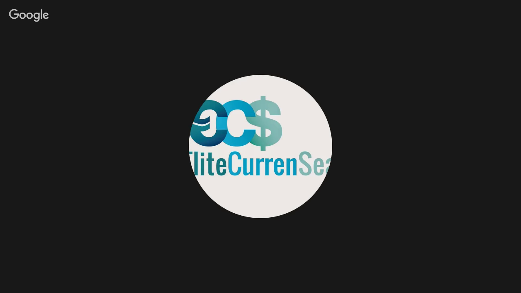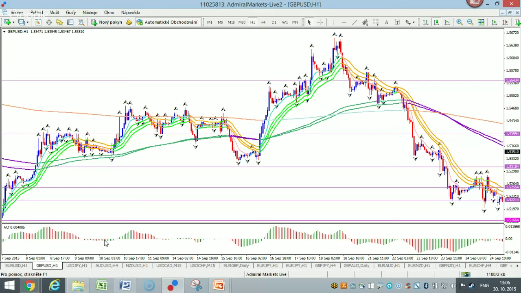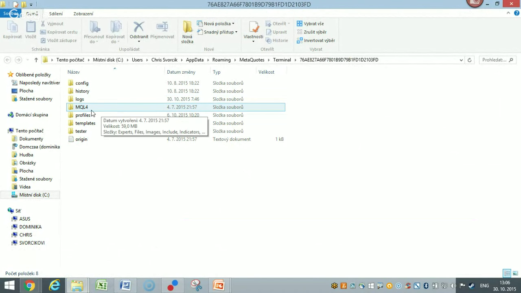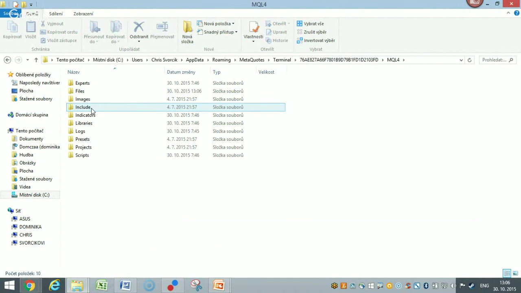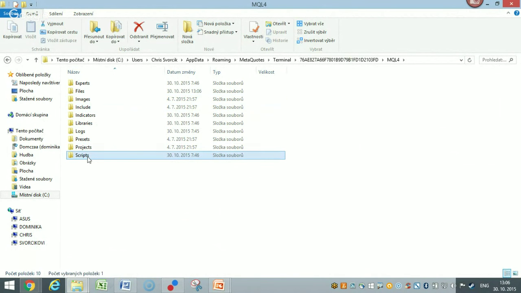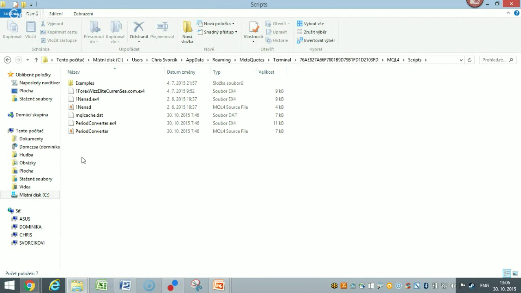All right. Open this file and you get the MT4 file of your choice. Go to MQL4, double click with the left mouse button on it. Double click on scripts and then paste it. You can either right click and click on paste or press Control V to paste it in this folder.